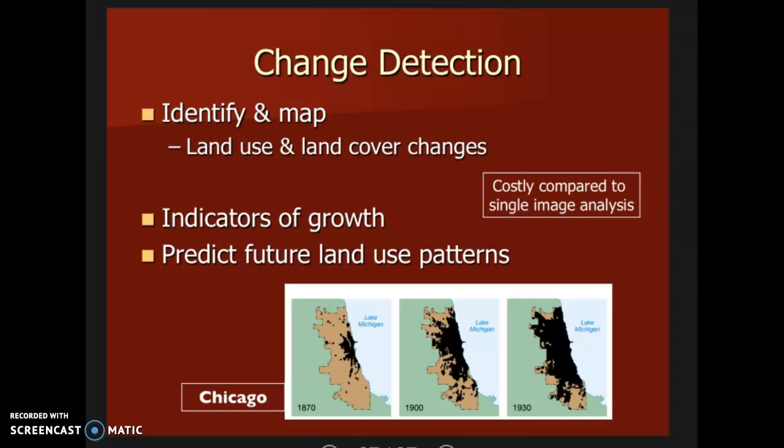The change detection can be indicators of growth. It can help you predict future land use patterns. There's all sorts of uses for change detection studies. It is more costly than a single image analysis because you need images over a period of time. So you'll need several images, and you need to make sure that they're taken either at the same time of year, the same time of day, the same weather conditions, right?